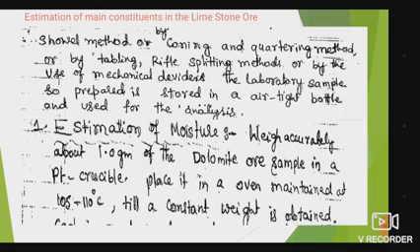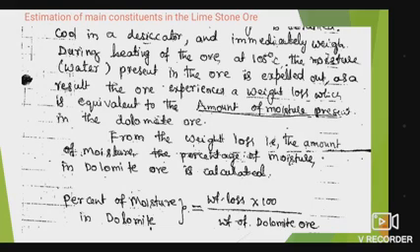Firstly, take 1 gram of the dolomite or limestone sample in a platinum crucible. Place it in an oven maintained at about 105 to 110 degrees Celsius till a constant weight is obtained. Cool in a desiccator and immediately weigh. During the heating of the ore at 105 degrees Celsius, the moisture, that is water, present in the ore is expelled. As a result, the ore experiences a weight loss which is equivalent to the amount of moisture present in the dolomite ore.